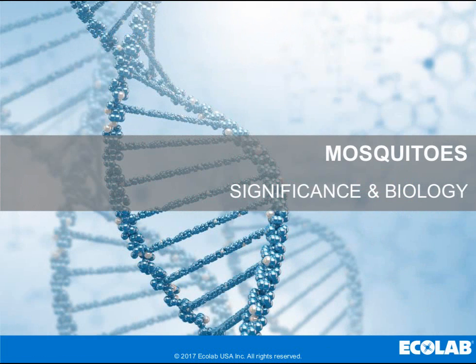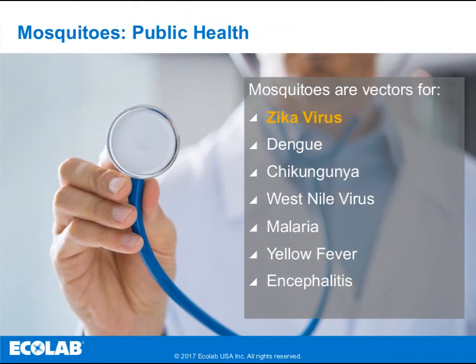All right, let's get started with a brief introduction to mosquito significance and biology. Mosquitoes are vectors for many different diseases, including dengue, chikungunya, West Nile virus, malaria, yellow fever, and encephalitis. But the one that you probably heard about more recently, based on the media attention and some of the noteworthy headlines, is Zika. Dr. Hanlon will cover more on the details of the virus in a few moments.